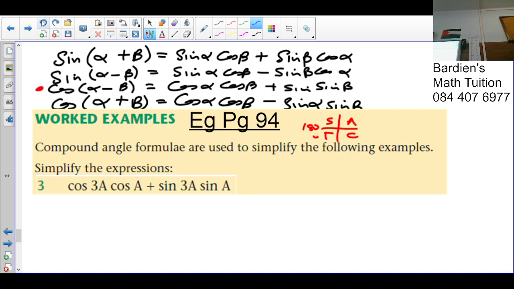So what do we get? Cos of alpha minus beta. And what's your alpha angle? 3a. What's the beta angle? a. So what is 3a minus a? That's what we have. Okay?